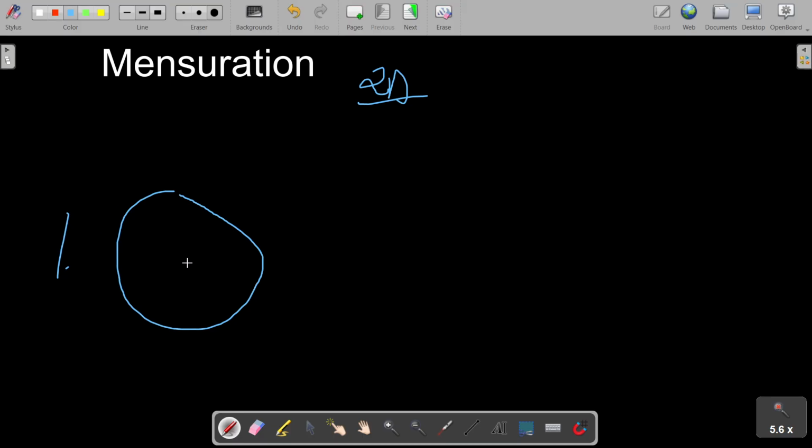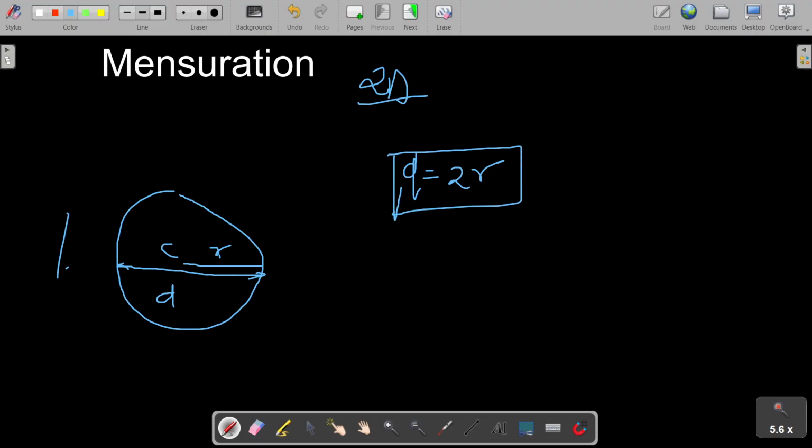So there are 2 or 3 points to talk about circle. This is the center of the circle. Let's call it C, and the distance from the center of the circle to the end point is known as the radius of the circle. And the distance between these two endpoints is known as the diameter of the circle. So as you can see, the diameter is 2 times the radius of the circle. If we add the radius twice, we get the diameter of the circle.